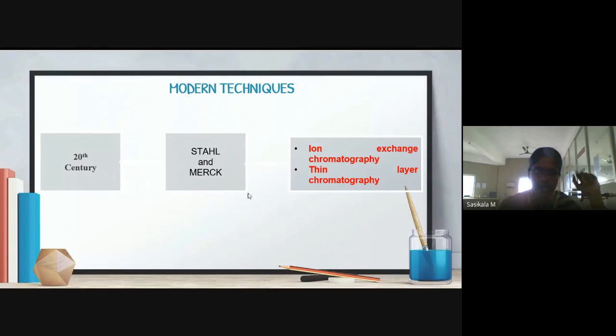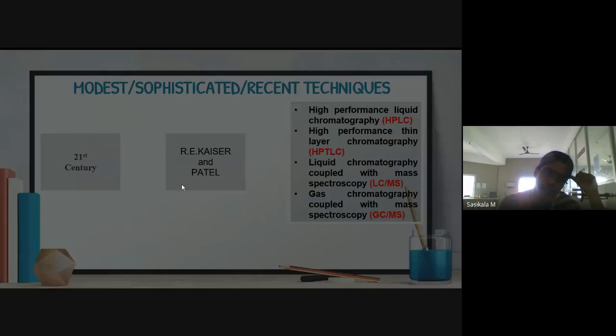And again in the same century, Stahl and Merck introduced ion exchange chromatography, IEC, and thin layer chromatography. Mainly these two persons introduced ion exchange and thin layer chromatography. For TLC, you have to remember Stahl and Merck. So these two important techniques were introduced by Stahl and Merck in the 20th century.